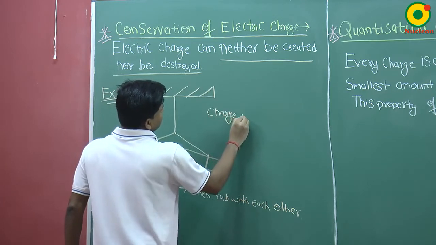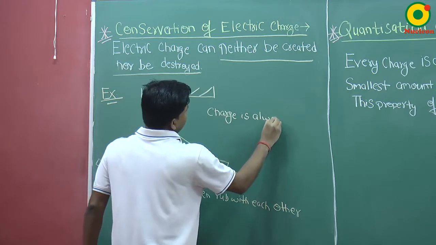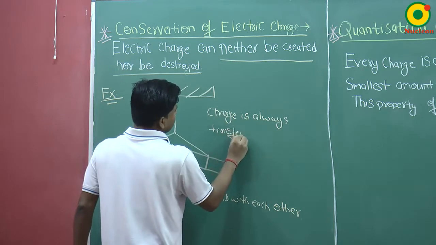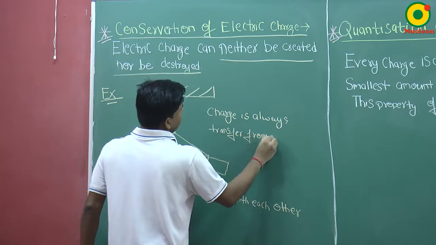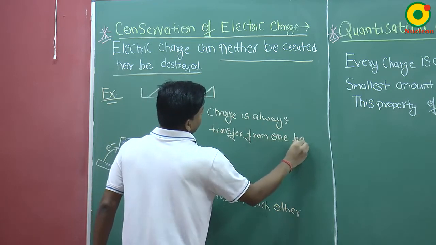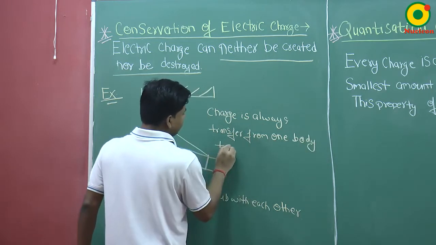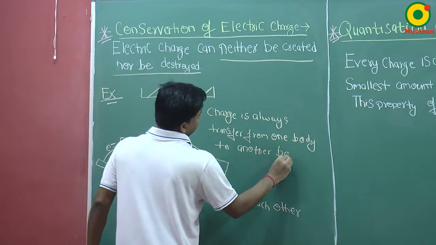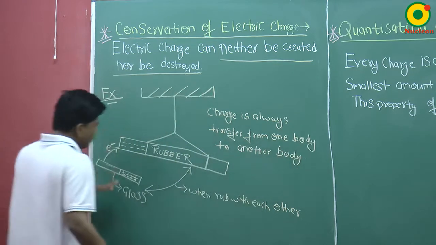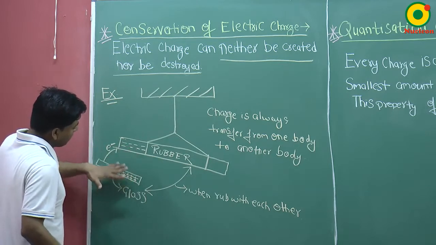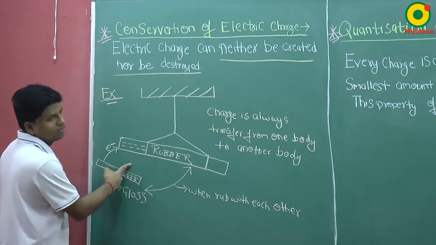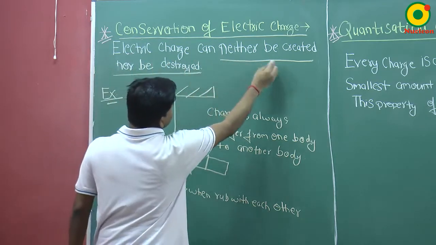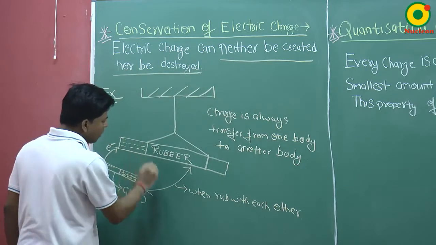Charge is always transferred from one body to another. So in this whole process, there is no creation or destroying of any charge. There is just the transfer of charge. And what does this point exactly say? That electric charge can neither be created nor be destroyed. It's always transferred.